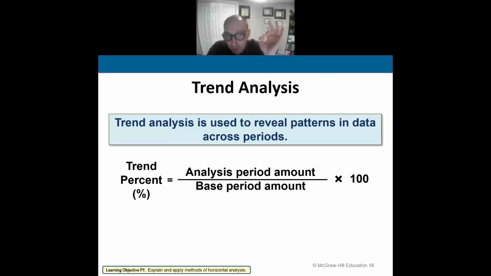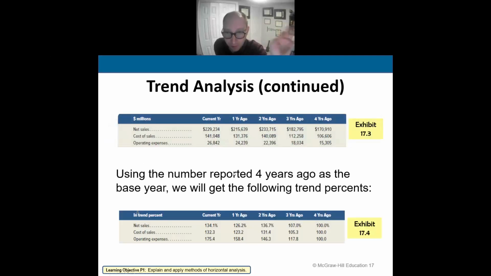We can compute what we call a trend percent. And it tells us the change across multiple years. We take the current year divided by the previous year times 100. That gives me a trend percentage. Tells me the direction from a trend perspective. I can do that for multiple years.